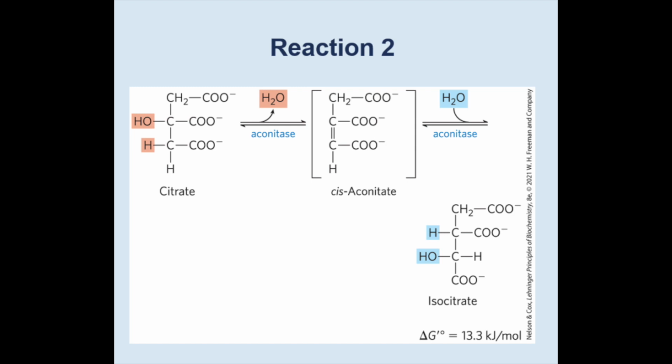For the second reaction of the TCA cycle, citrate along with the enzyme aconitase yields the intermediate cis-aconitate. Aconitate is then used again to produce the final product of this reaction, which is isocitrate. Water is used during both steps of this reaction to both hydrate and dehydrate the final molecule.